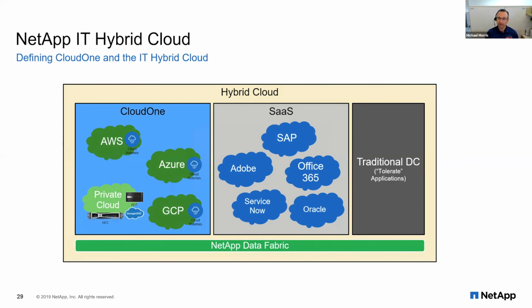We will shrink and consolidate and optimize those data centers over time, but they're still going to be with us. Then we have the SaaS providers and our CloudOne environment. That ultimately makes up our hybrid cloud today in NetApp IT. And we have an application strategy that fits into the hybrid cloud.